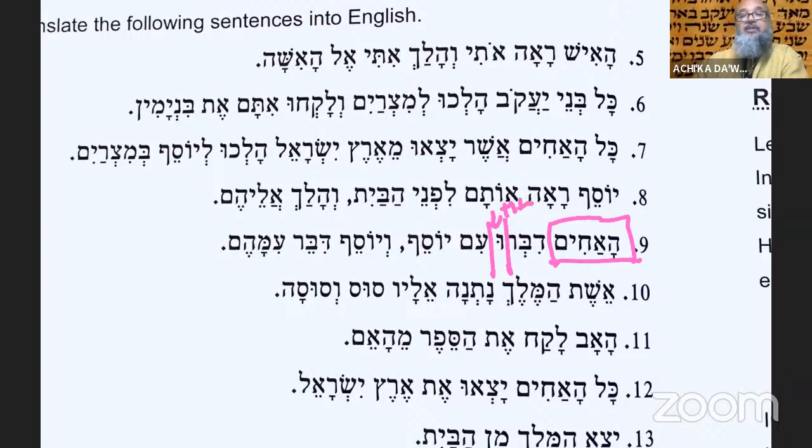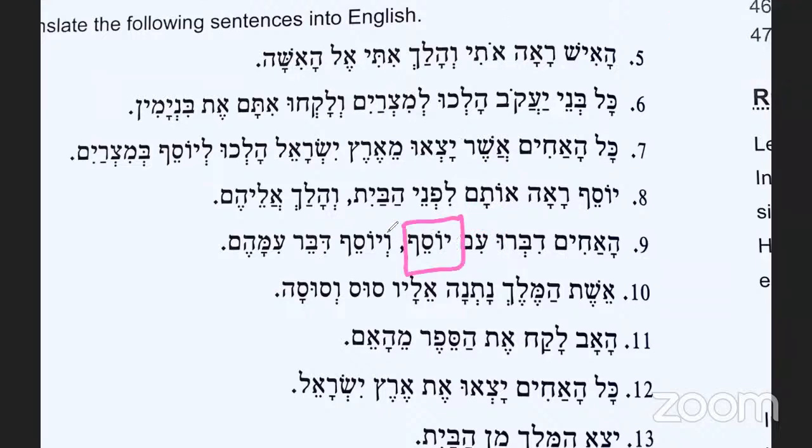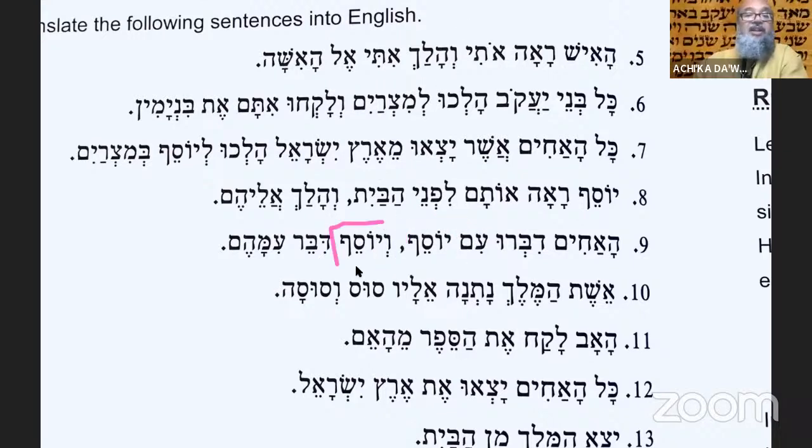Okay. But if you remember, do you know what debar means? Debar or deber. Do you know what that means? It means speak. Okay. Or spoke. So the brothers, they what? Spoke. They spoke. And what you learned today is een, and een means with. And who did the brothers speak with? Yosef. Yep.